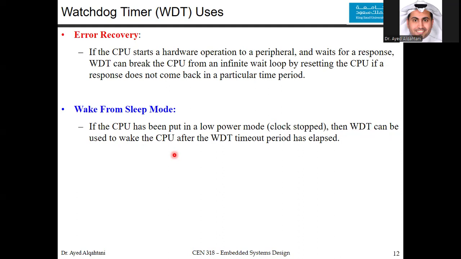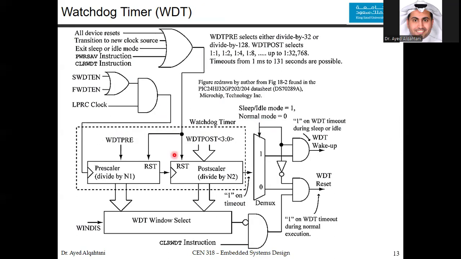To understand the watchdog timer better, let's check its block diagram. This is the block diagram of the watchdog timer. And one way to understand it quickly is to check the prescalers. We have two prescalers, or two scalars. One of them is the watchdog timer prescaler. And we have the watchdog timer post scaler.